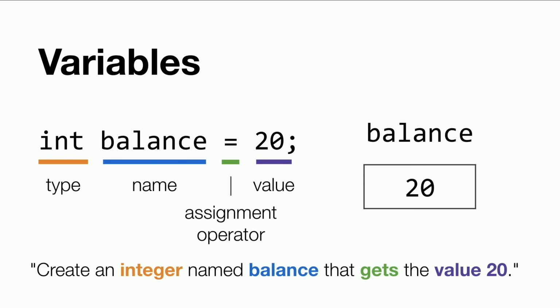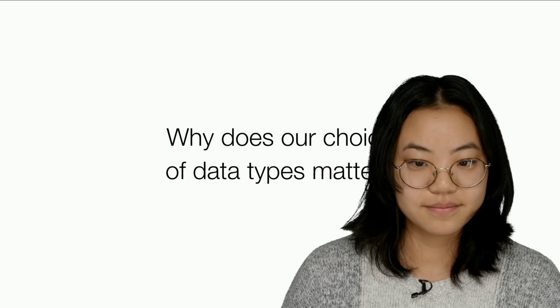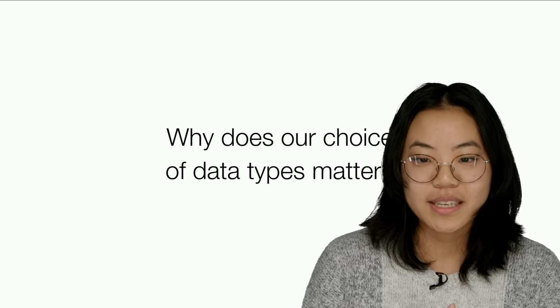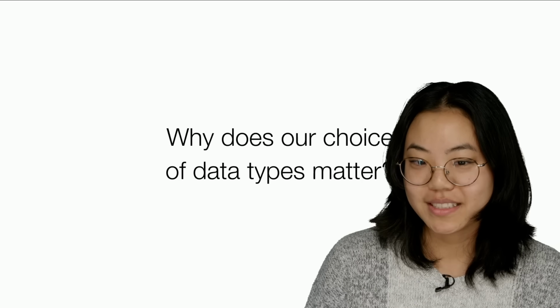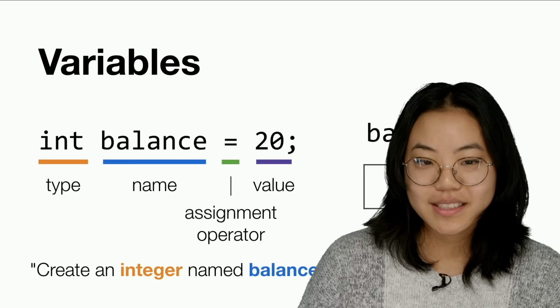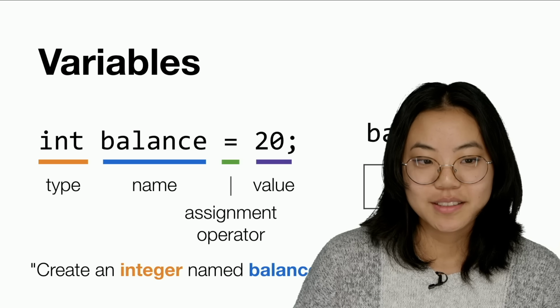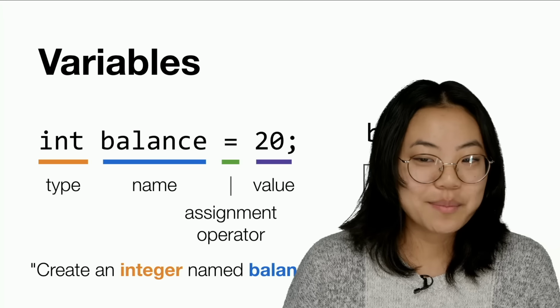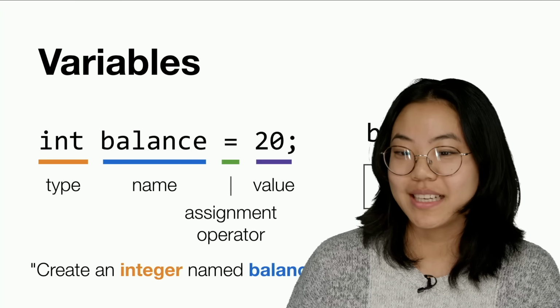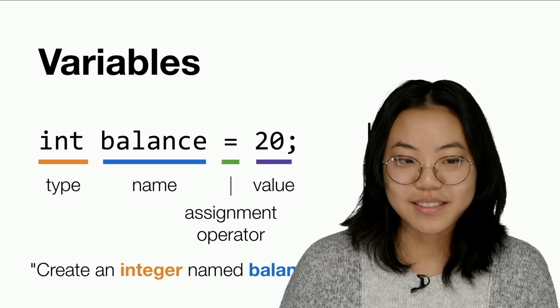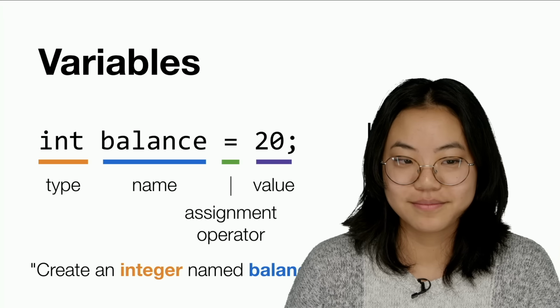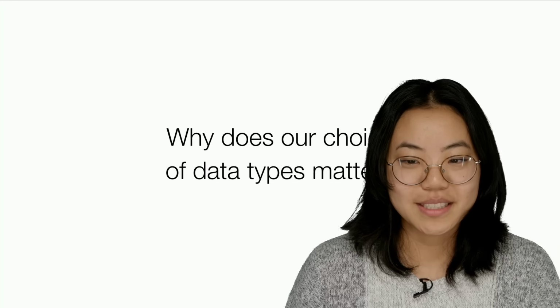So in all, when you look at this statement, you can think of it in plain English language as: create an integer named balance that gets the value 20. Another question you might think about is, why does our choice of data type matter? So in this balance situation, why might I pick int? Why might I pick a different data type? And what's the consequence of that? So you can think about that for a second.